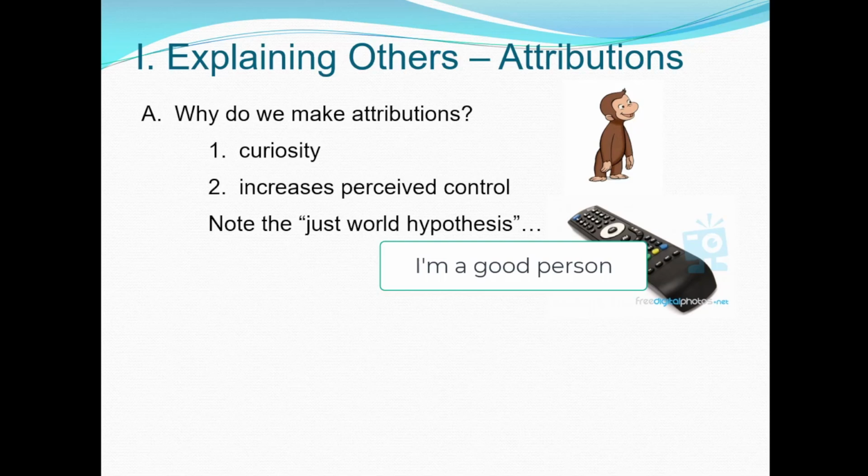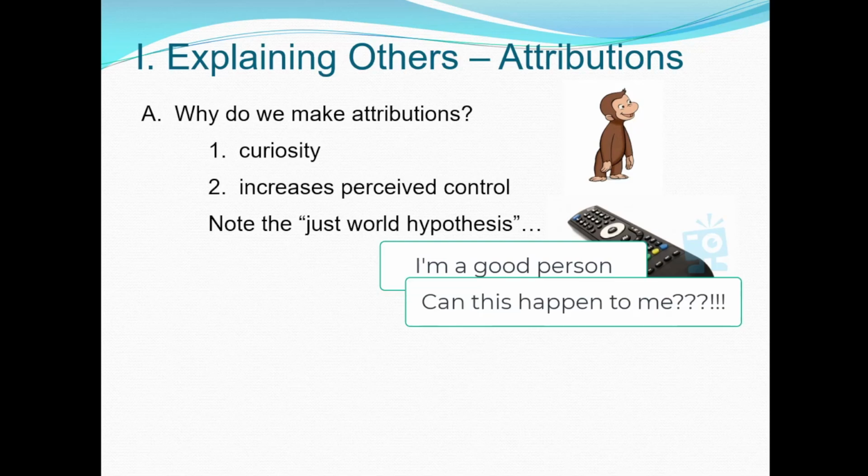How is that possible? I'm a good person too. Does that mean that can happen to me? Does that mean I can lose my home to foreclosure? Oh my God. And so as I start to feel this drain on my perceived control, I'm motivated to make a simple attribution. My neighbor must have screwed up somehow.